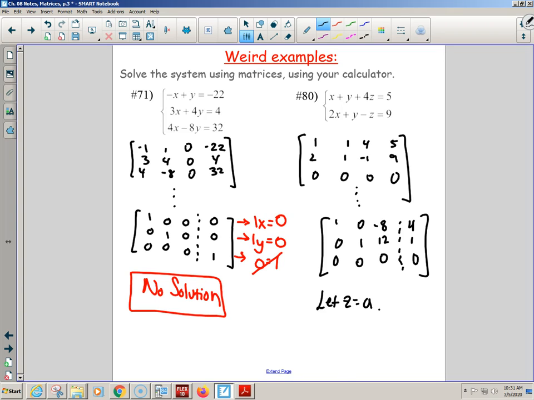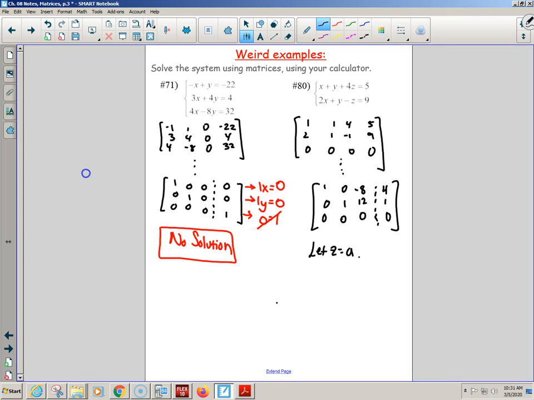This is not no solution. This does not mean it doesn't intersect at all. This means it doesn't just intersect in one point, it intersects in like a line or a plane. And so how do I do this? Well, guys, sometimes there's no other way besides back substitution.